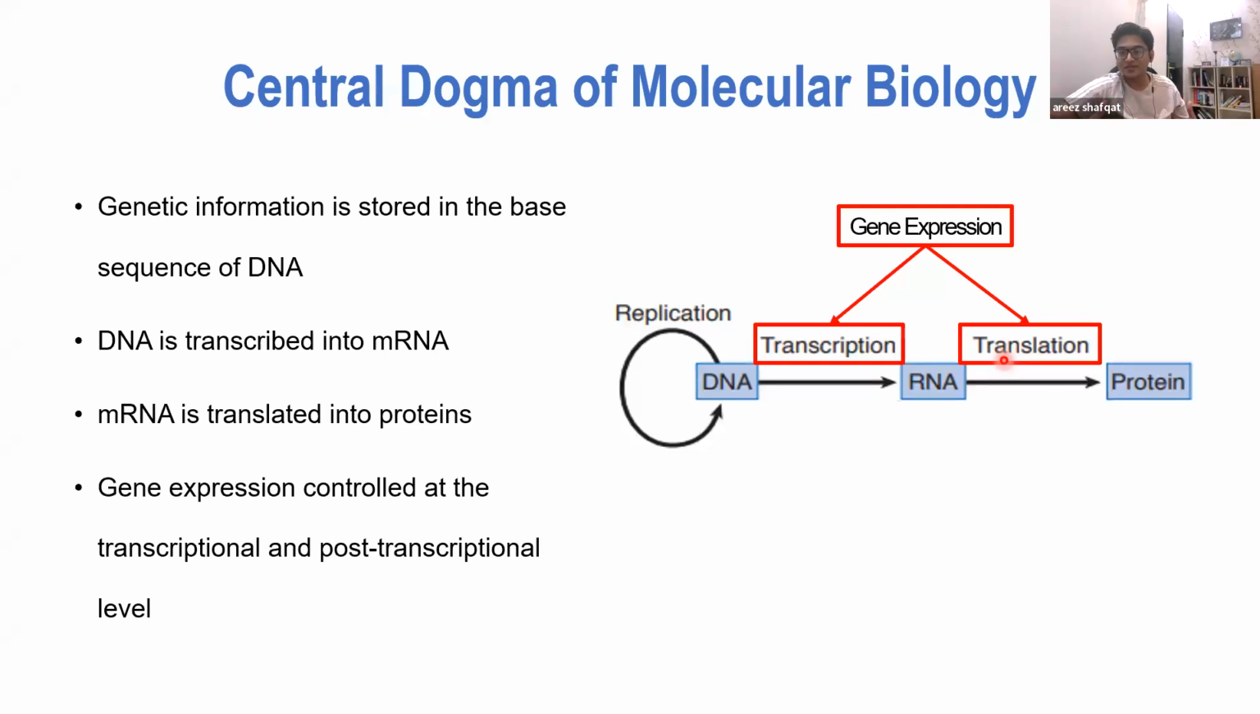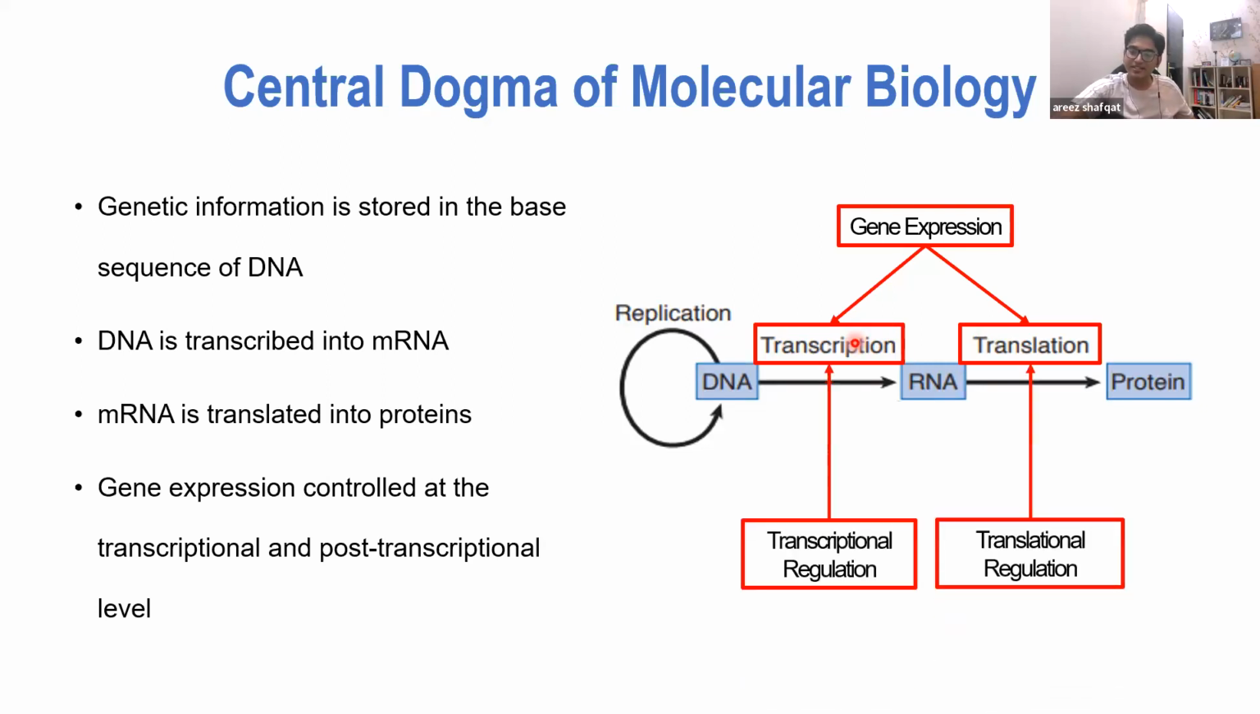So if someone asks you what gene expression is, the simple answer is transcription plus translation. The reason why you should get this definition straight in your head is because it also explains how it's regulated. There are two steps to gene expression, transcription and translation. There are also two ways you can regulate gene expression. One is transcriptional regulation, one is translational regulation.